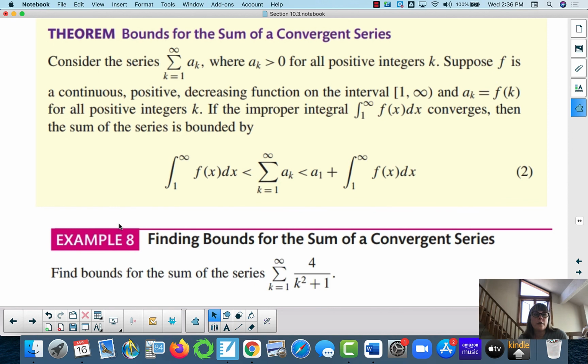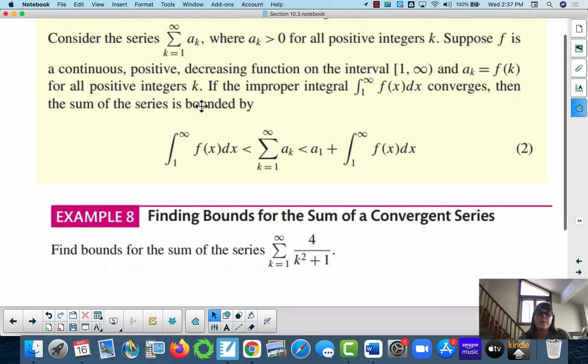And then the other way that we can get bounds for the sum of any convergent series. So that was only for a P series. The way we can do it for any convergent series, as long as, again, it is a positive continuous decreasing function, is to use the integral test. And so the sum of that convergent series would be bound by whatever you evaluate here with the improper integral for the lower bound, and then we have to take the first term in the series and add that to this number that we got over here.